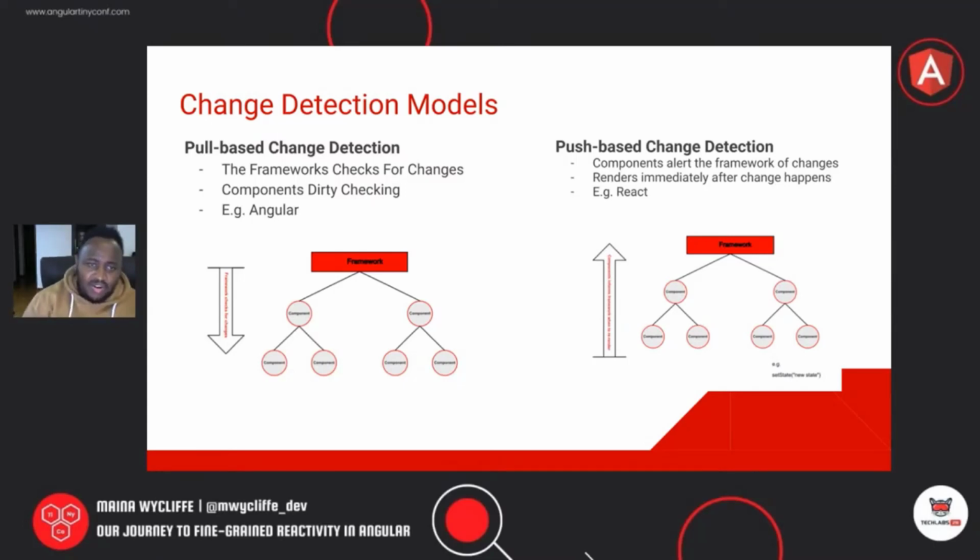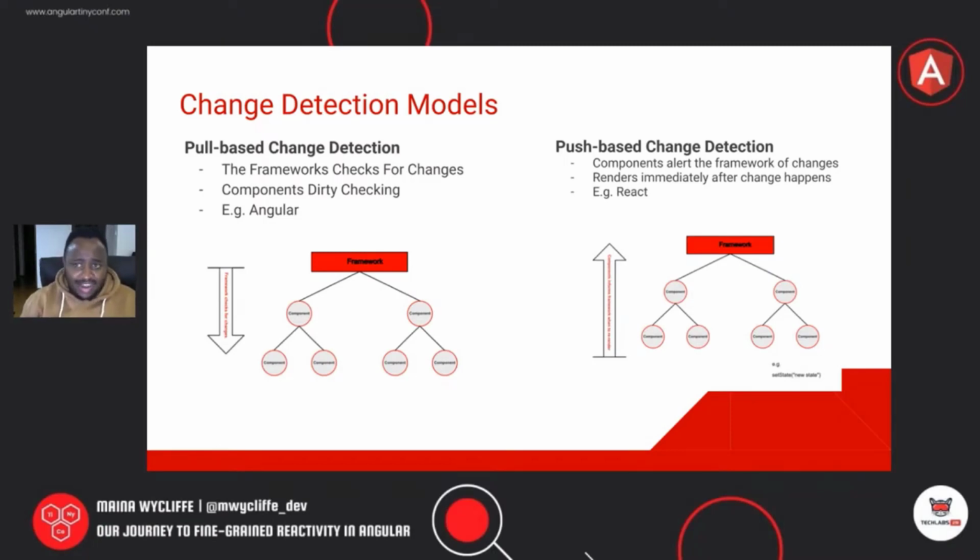So what do I mean by pull-based change detection and push-based change detection? For pull-based, the framework checks for changes. The framework goes through the component hierarchy, or the component tree, from top to bottom, or whichever model it uses, and it's going to be checking whether a component has any changes and then updates the view. This is what Angular has been using for a very long time.